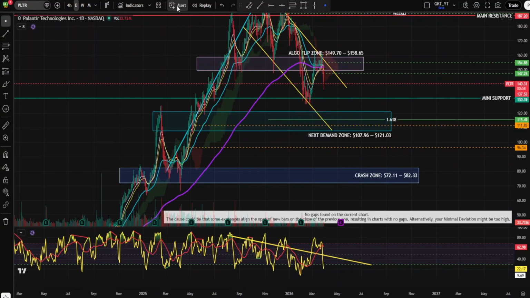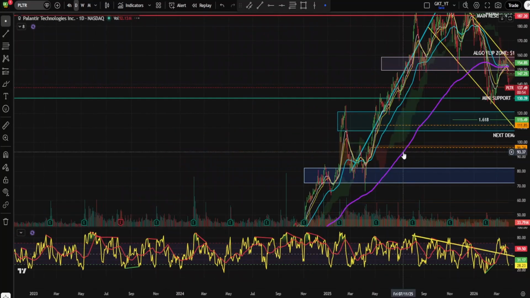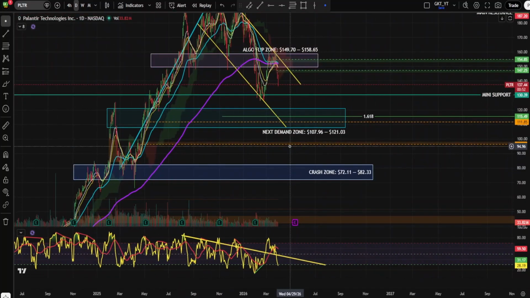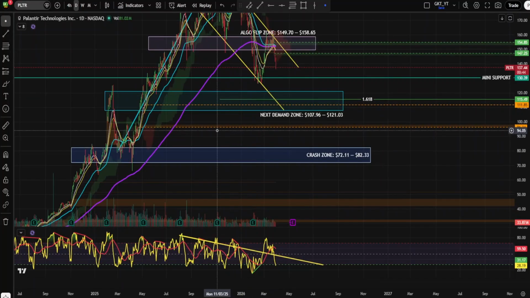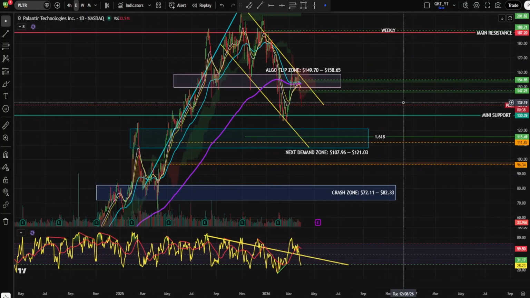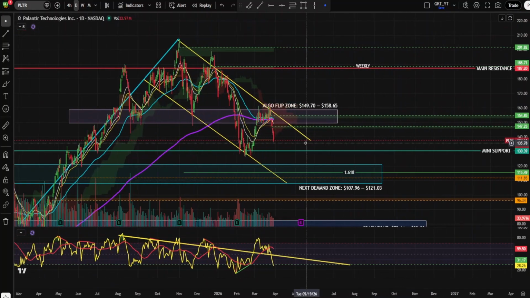I'll throw the indicators on so you can see, guys, and I'll go back to the regular candles here. You can see we have a gap here, which is still in play. So be careful of that, guys. If we do break this trend line support, and if the market really crashes bad, I have identified this crash zone at 72.11 to 82.33. So I'm interested to see how this pattern plays out.